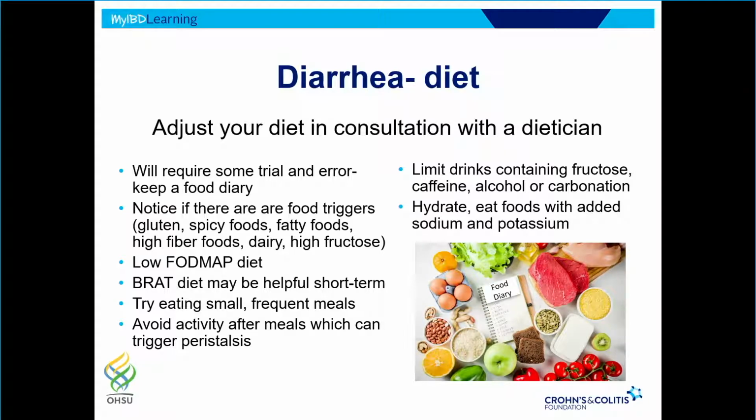There are some diets that have been shown to be helpful for irritable bowel syndrome, which some patients with inflammatory bowel disease also find helpful, like the low FODMAP diet. The BRAT diet, which is bananas, rice, applesauce, and toast, can be helpful. We really use that in the short term just to get people through. We don't want to use that in the long term because of needing to have appropriate nutrition.